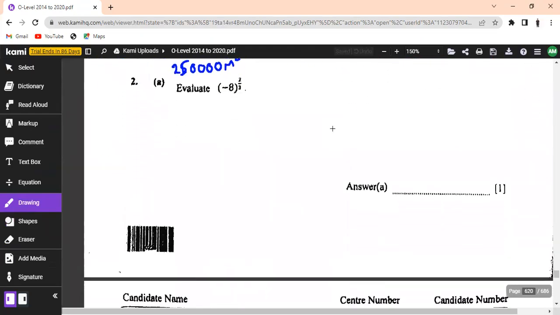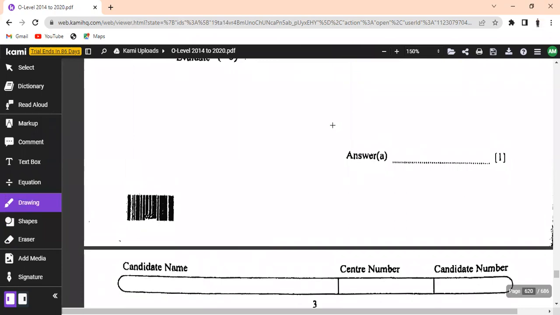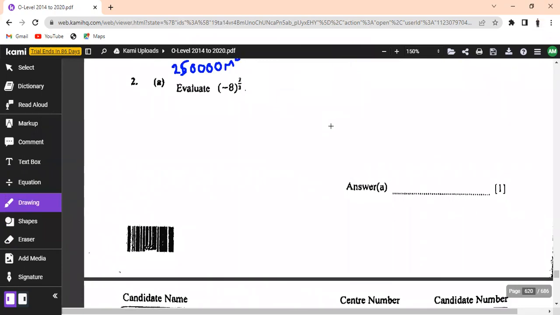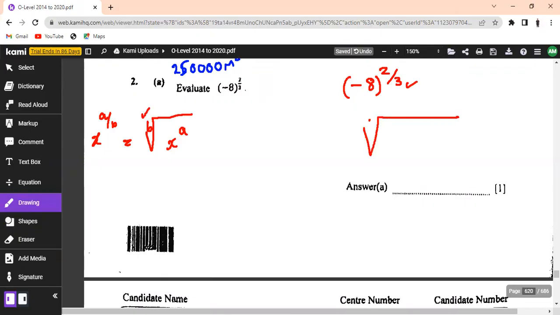Okay, then on question 2a, we are asked to evaluate, in this case, -8 to the exponent of 2 over 3. So we know that from our laws of exponents, x to the exponent of a over b is going to give us the bth root of x to the exponent of a. So this is going to be our b in this case, which is 3. So it's going to be the cube root of -8, and everything there is going to be to the exponent of 2. So all we need is to simplify.